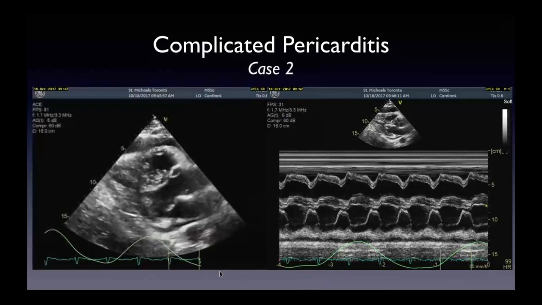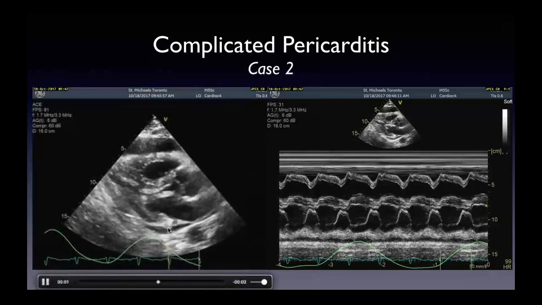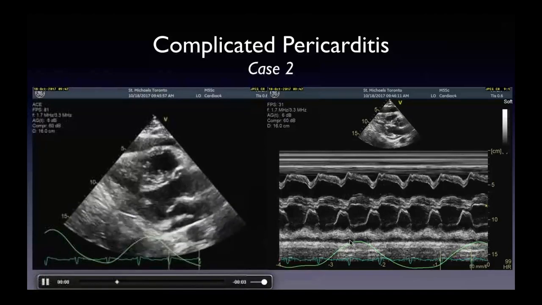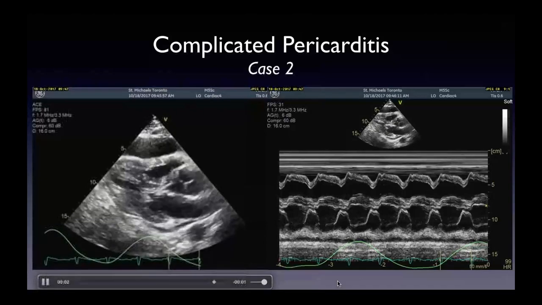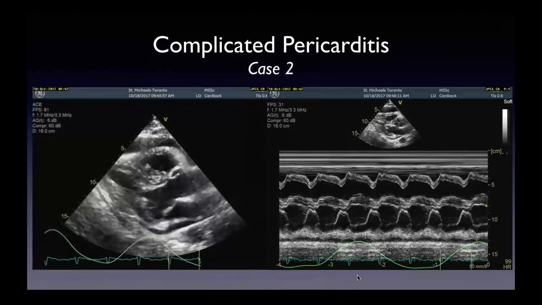You can also see the pericardial effusion tracks underneath the left atrium, and there's a little bit of left atrial inversion as well. The left ventricle is small and hyperdynamic.